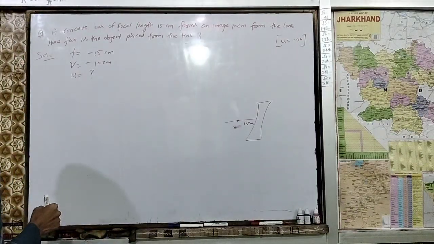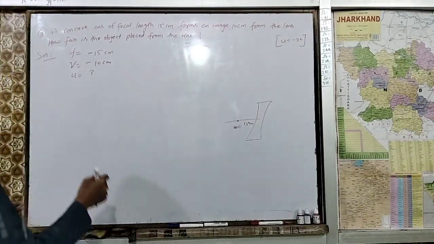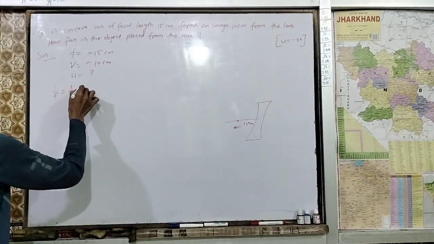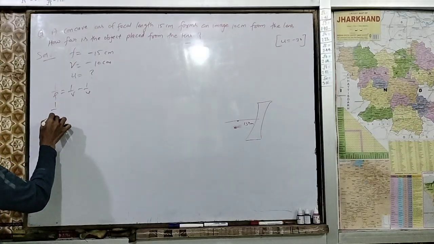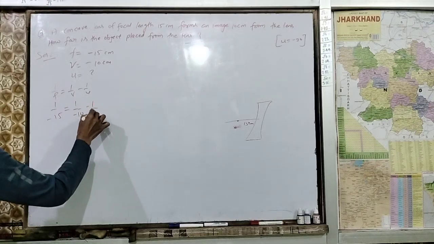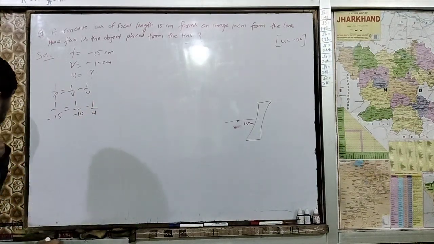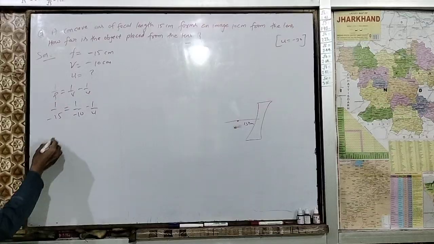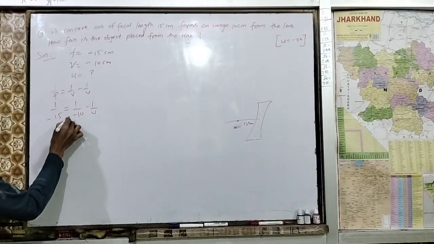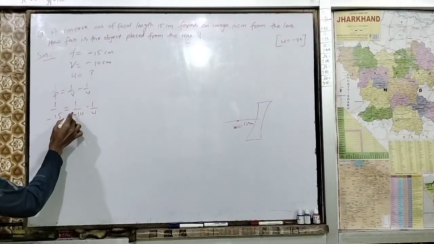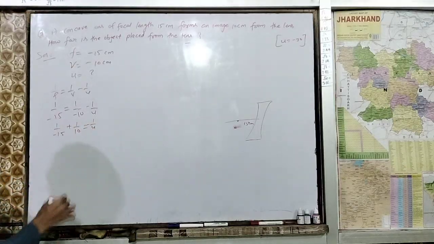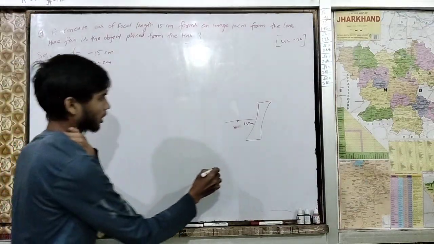Tell me the distance of the object in front of the lens. According to the lens formula, we know that 1 upon f is equal to 1 upon v minus 1 upon u. So f is given: minus 1 upon 15 is equal to 1 upon minus 10, and u is not given. Now try to understand here. When you shift this to this side, what will happen? Minus 1 upon 15, this is minus, it will become positive 1 upon u. No problem.